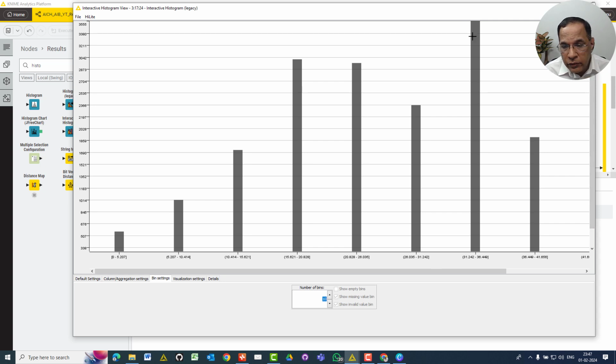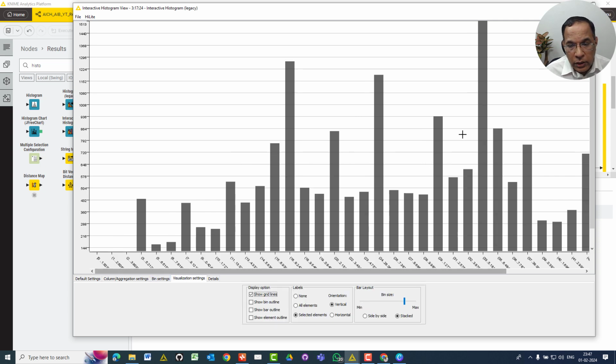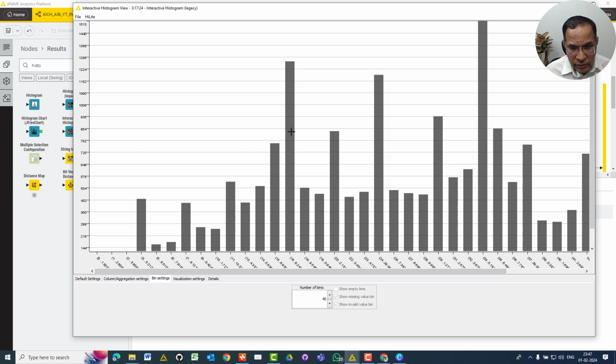Otherwise you will see many of them are congregating around a certain value and so on. So you can play with these number of bins. Let's say I go with 40 or so on and so forth. Now you will see, one is to get a sense of the distribution. So here I can see that there are some peaks at certain points, but there are also lower values in between, right?